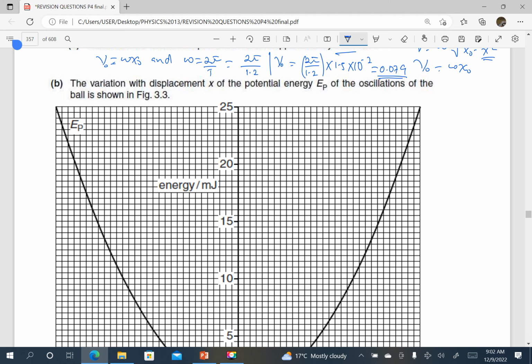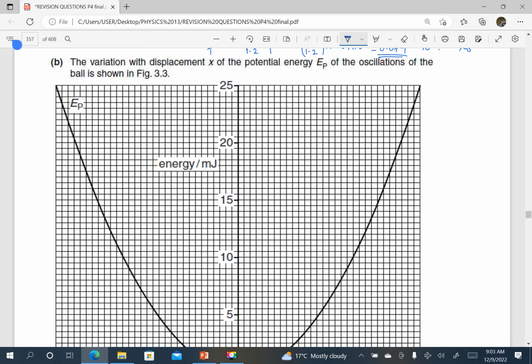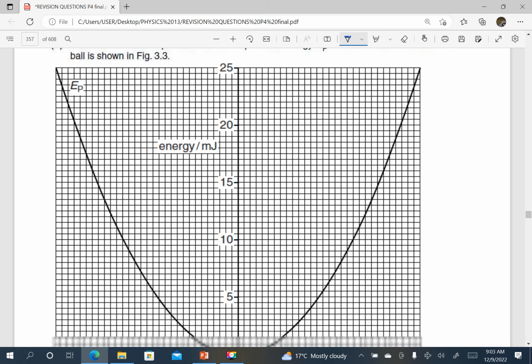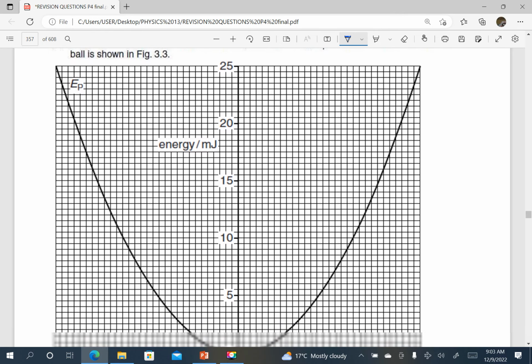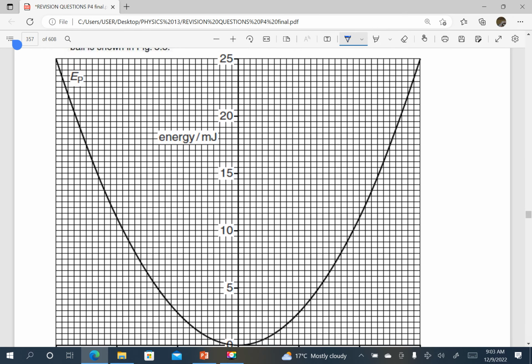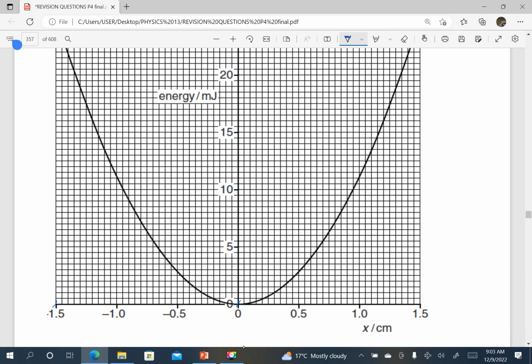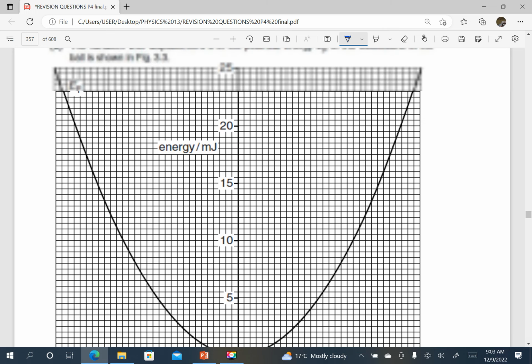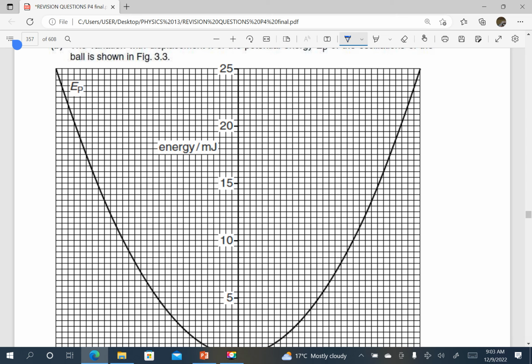The variation with the displacement x of the potential energy EP of the oscillations of the ball is shown in the figure here. So this is potential energy. We see that potential energy is 0 when displacement is 0, and potential energy is maximum when the displacement is maximum. We know that potential energy is equal to a half m omega squared x squared. It is directly proportional to the displacement squared.